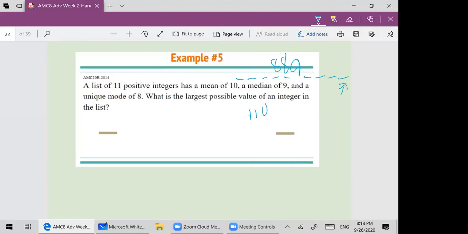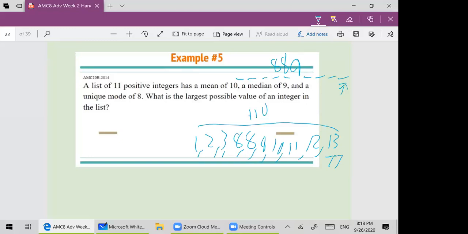If 8 appears twice, you can get the list 1, 2, 3, 8, 8, 9, 10, 11, 12, 13, which sums to 77. This is for the first 10 terms, excluding the final term for now. Now, if 8 appears 3 times, you can get 1, 1, 8, 8, 8, 9, 9, 10, 10, 11. And this sums to 75, which is smaller.